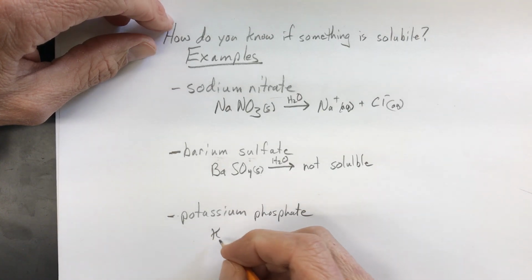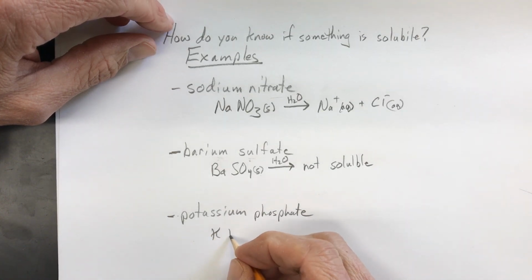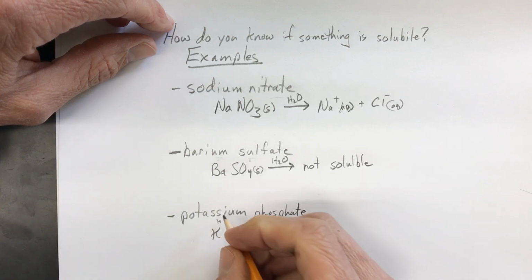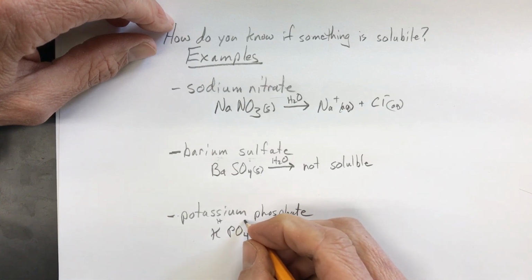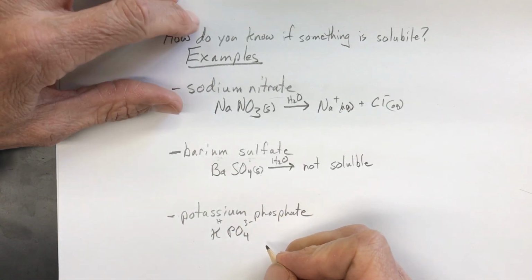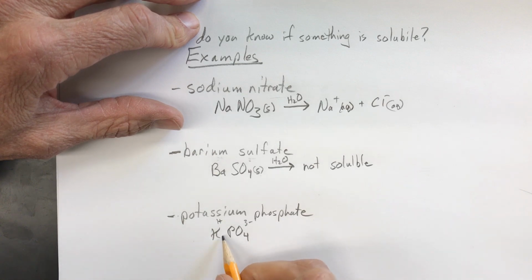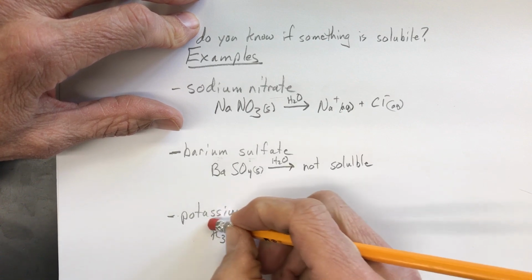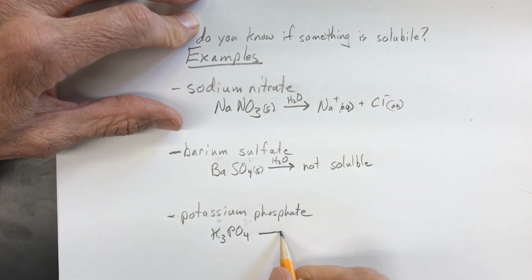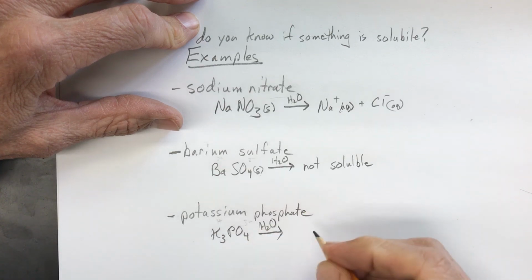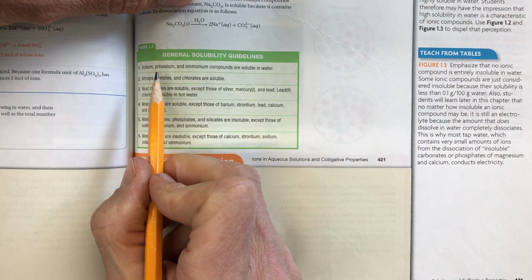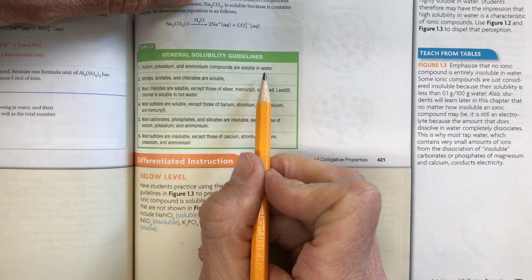Potassium phosphate. Again, phosphate is PO4. Potassium is a +1, and phosphate is a -3. And so to get this to balance, I need to put a 3 there. Now that I've got my formula balanced, I'm going to say if we mix it with water, what do we get? Well, go back to my chart again. Potassium, oh, there it is, right there. Potassium is soluble in water.